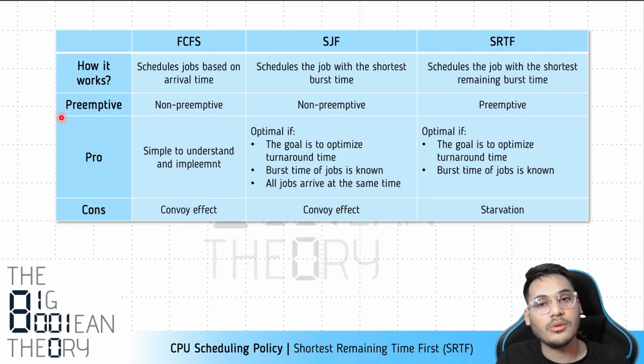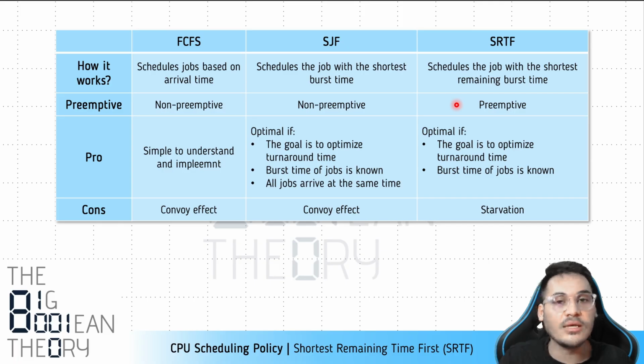Then about whether the algorithm is preemptive or not: the first two are non-preemptive, and as we saw, due to this they suffer from the problem of convoy effect, right? So you can see the con is that FCFS and SJF suffer from convoy effect precisely because they are non-preemptive. If a larger job comes first and gets scheduled, then the shorter jobs have to wait for a long time, and that is what the convoy effect is. So this was due to the non-preemptive nature of these two policies. And SRTF is preemptive in nature, right? Even if a longer job comes first, if a shorter job comes after that, then it will be given preference.